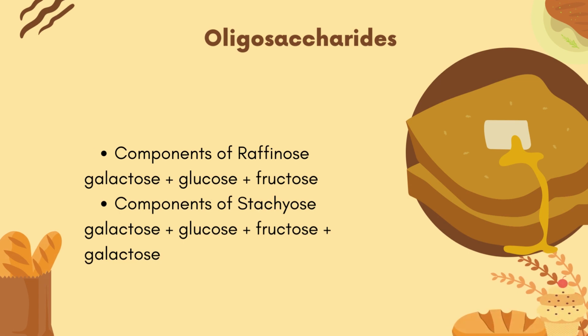Now we have here the components of the oligosaccharide raffinose. We have one galactose, one glucose, and one fructose unit. Whereas the components of stachyose, the same as raffinose, but you have an additional galactose unit.